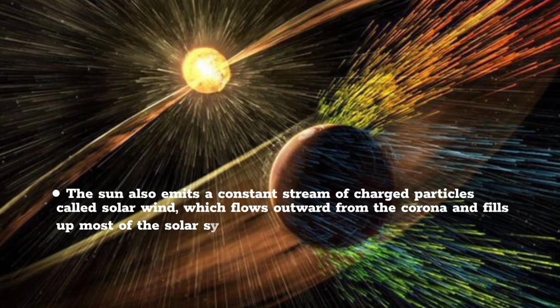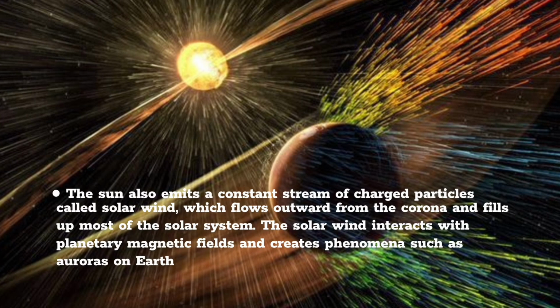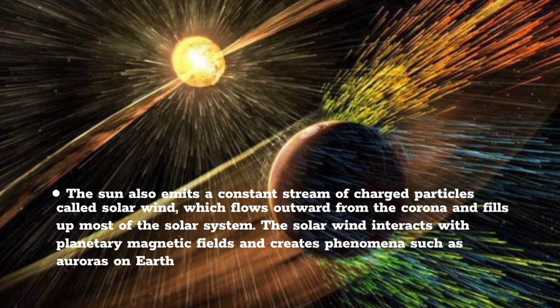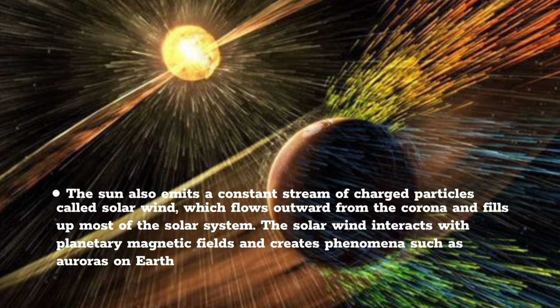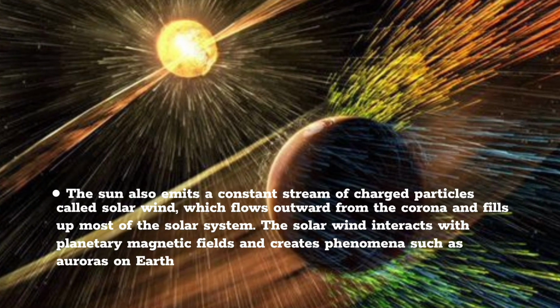The Sun also emits a constant stream of charged particles called solar wind, which flows outward from the corona and fills up most of the solar system. The solar wind interacts with planetary magnetic fields and creates phenomena such as auroras on Earth.